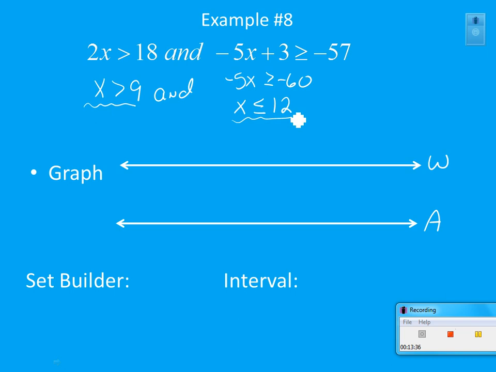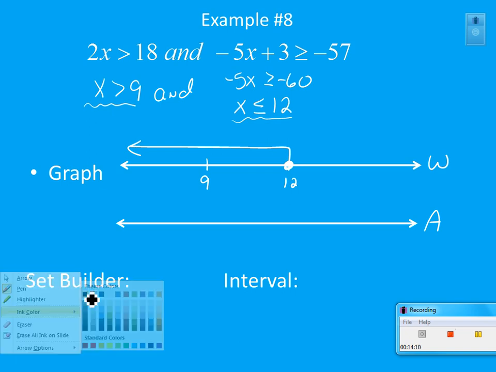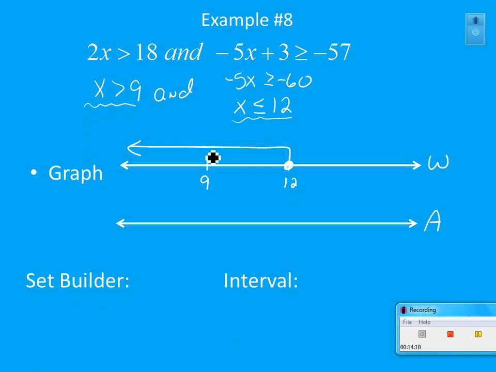Here's what it's going to look like in terms of a graph. I'm going to have a 9 here and a 12 there because 12 is greater than 9, and we know the biggest number goes to the right. I got x is less than or equal to 12, so I got a closed dot and everything in the whole wide world going to the left. X is greater than 9, I would have an open dot and everything in the whole wide world going to the right.